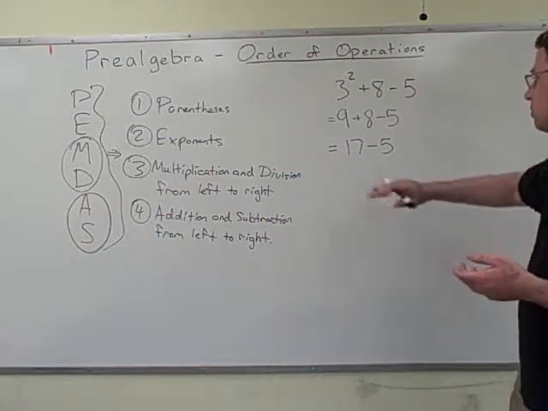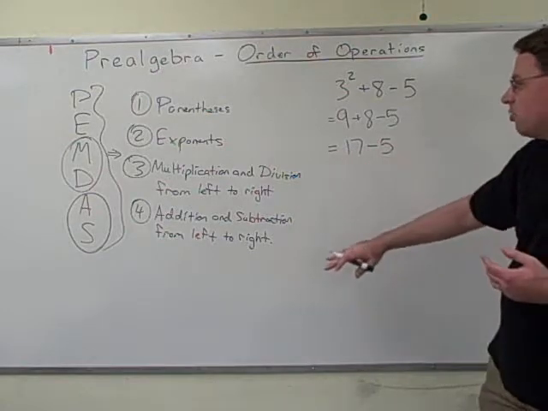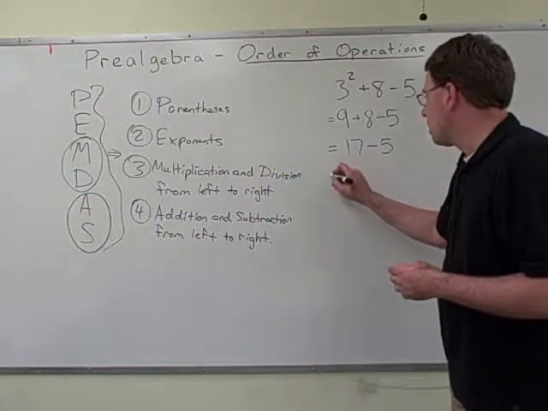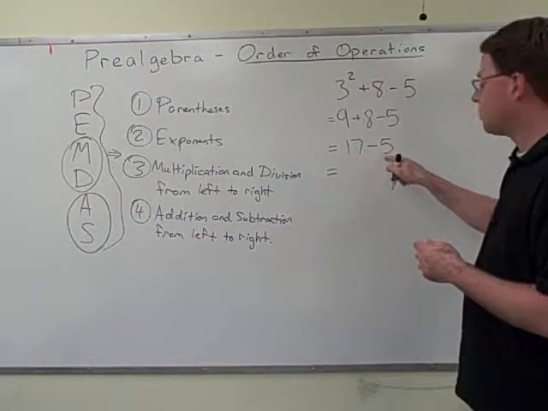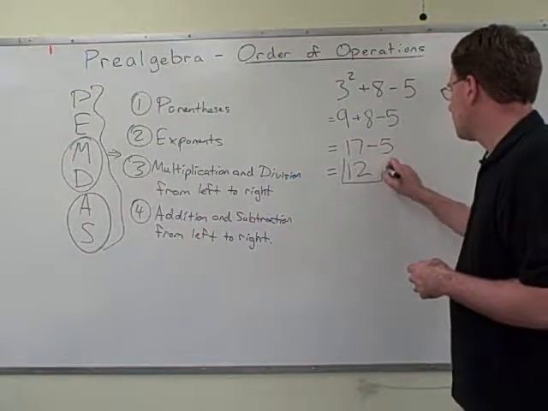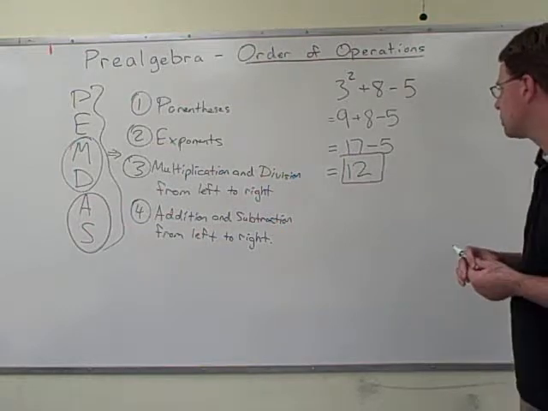Okay, now what? Well, 17 minus 5, there's not much left to do, right? What's 17 minus 5? That falls under the addition and subtraction category too, so we do that one. 17 minus 5, that's 12. Okay, and that's our answer. Once you're down to one number, that means you're done with the problem. So our answer is 12.